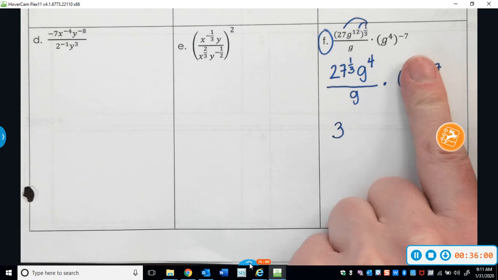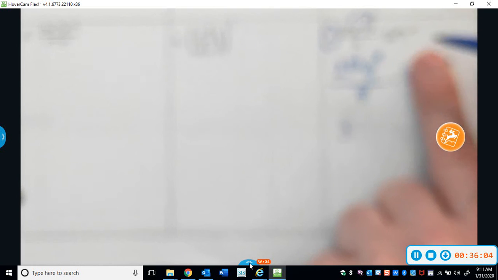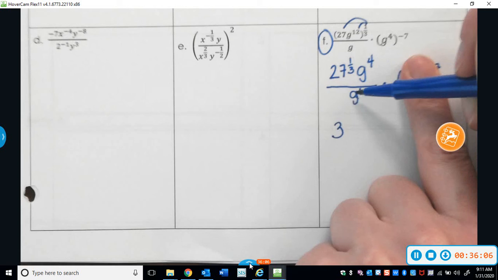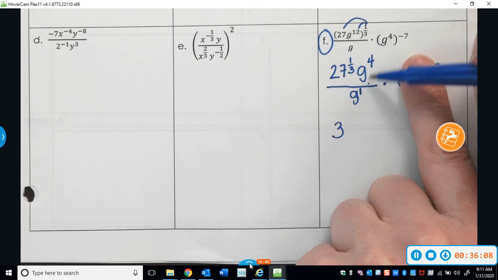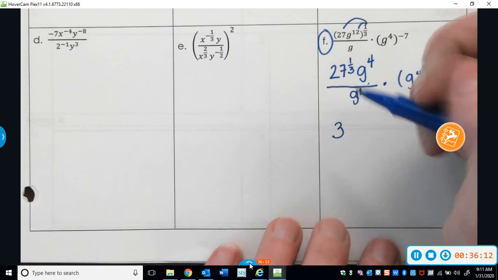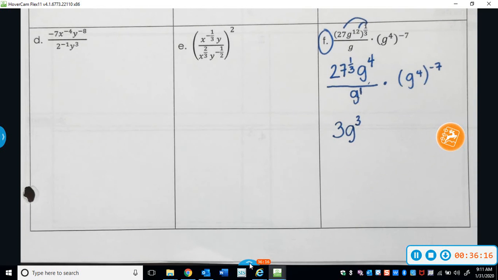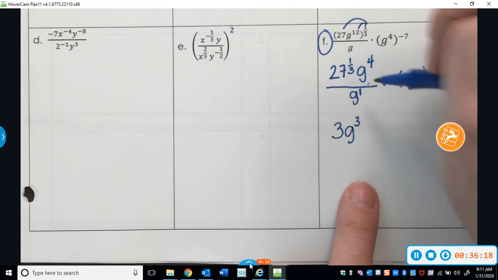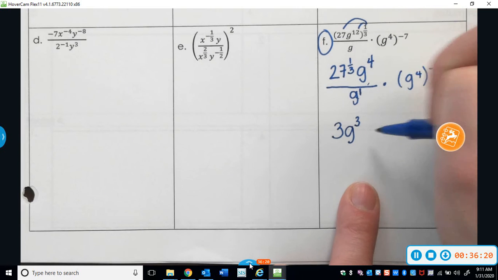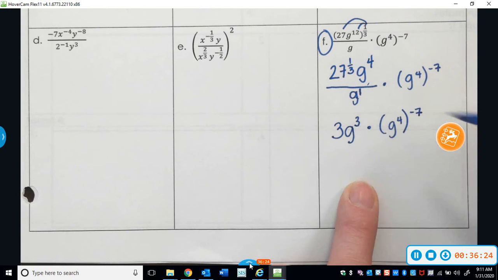And I'm also going to start paying attention now to this because these have the same base. And there's one of those g's there. So what can I do with those exponents in this case? Yeah, they're being divided so I can subtract them. So 4 minus 1 will be 3. So g will have a new exponent of 3. All right, so I've dealt with all of this now. I still have the times g to the 4th to the negative 7th power.